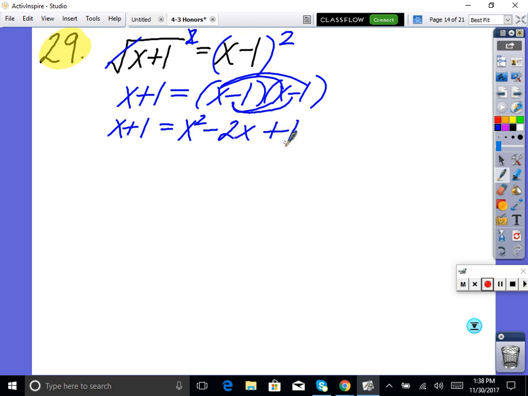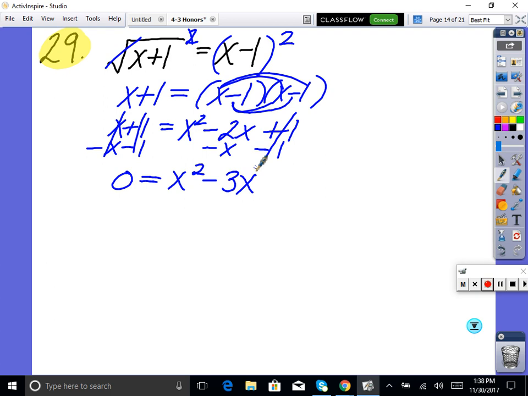We solve quadratics by getting them set equal to 0 and solving by factoring or the quadratic formula. So let's get it equal to 0. Subtract x, subtract 1. 0 equals x squared minus 3x.